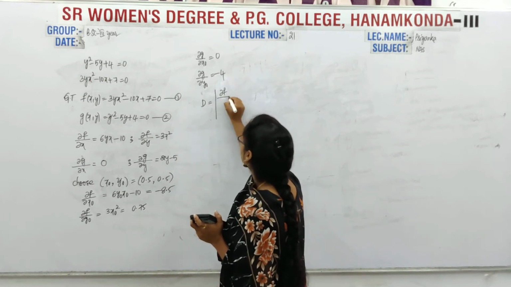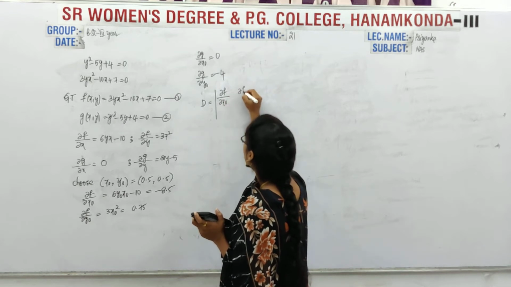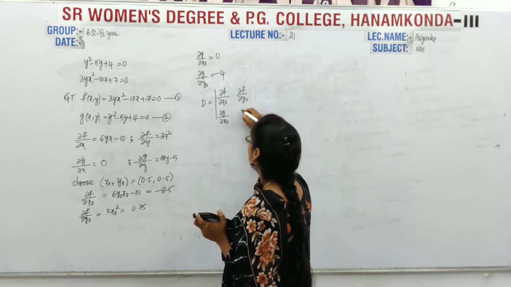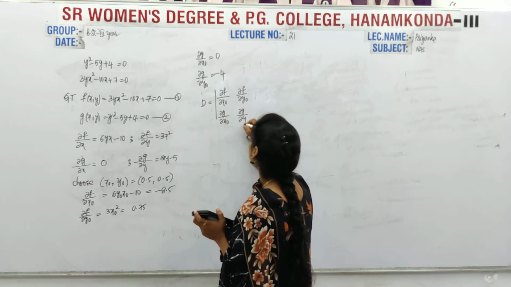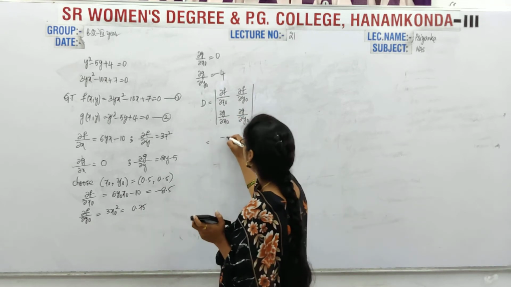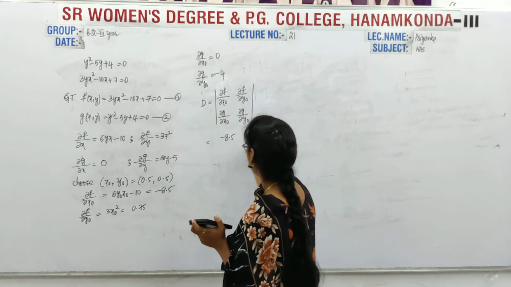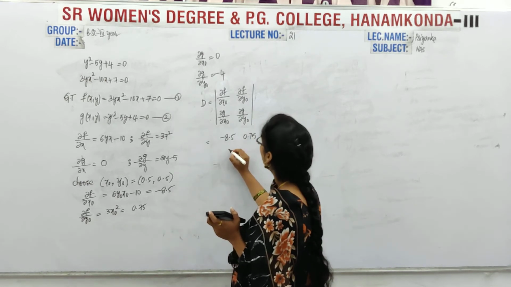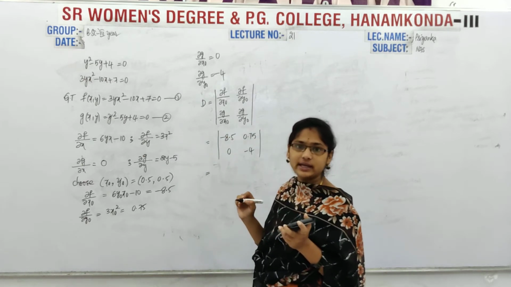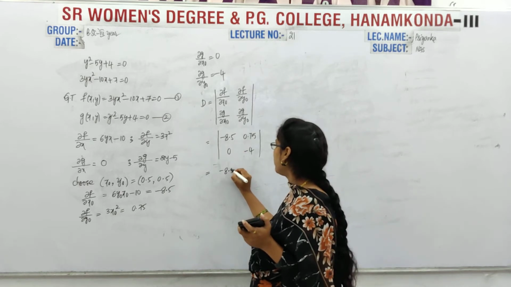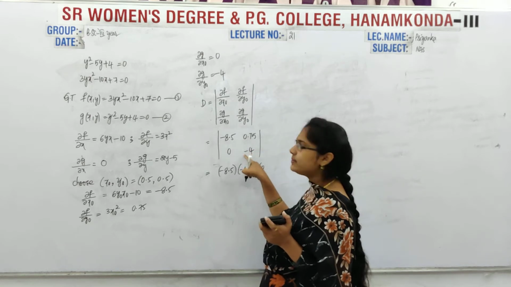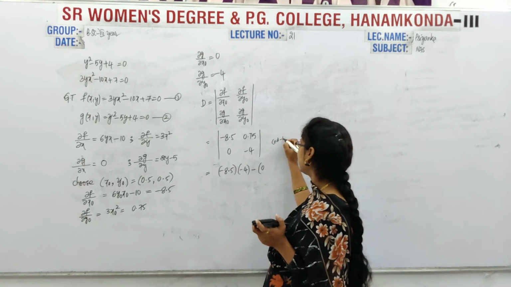Simple. First dou f by dou x naught, again dou f by dou y naught. Now dou g by dou x naught, next dou g by dou y naught. Okay, now what is dou f by dou x naught? Minus 8.5. Dou f by dou y naught, 0.75. 0, minus 4. Now how do we calculate the determinant? Minus 8.5 into minus 4 minus 0 into 0.75, AD minus BC. Write it in a bracket, AD minus BC.